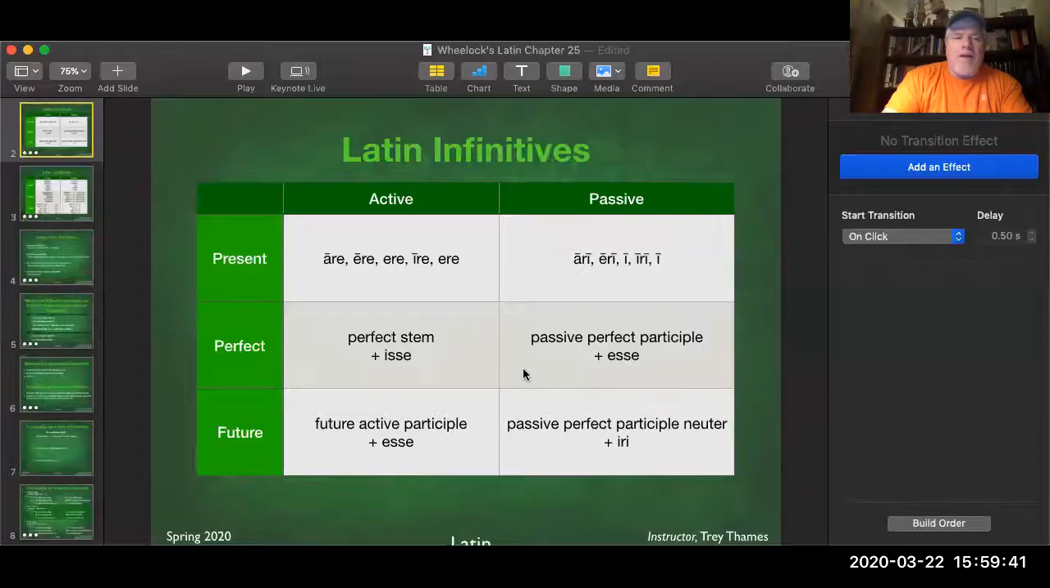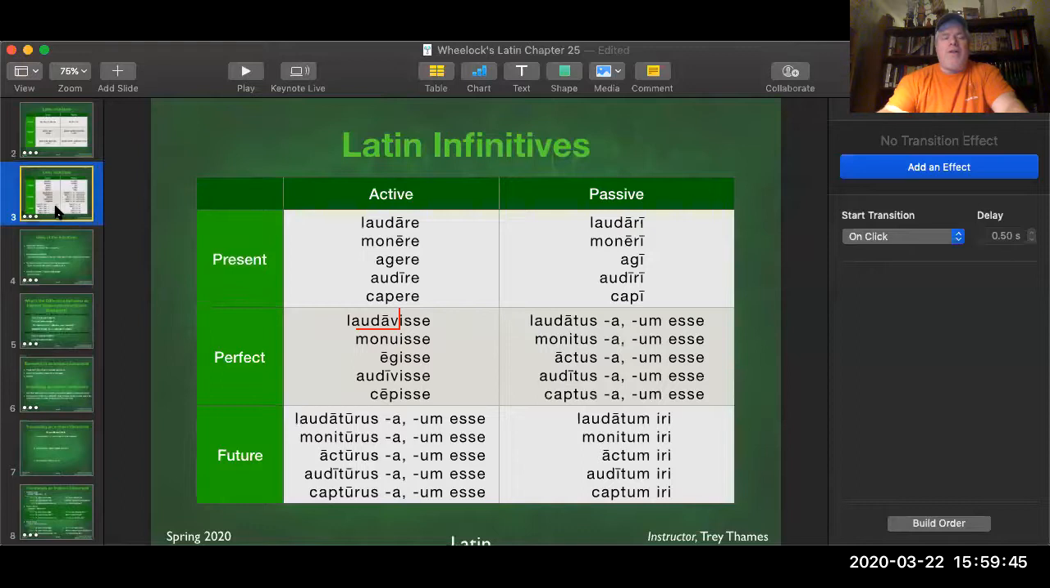So let me move over here to share my screen with you guys. Let's pull that back up here. All right, so there's our infinitive chart that we've just worked on. That's what it looks like for all 5 conjugations. Let's go ahead and go into presentation mode here and check this out.